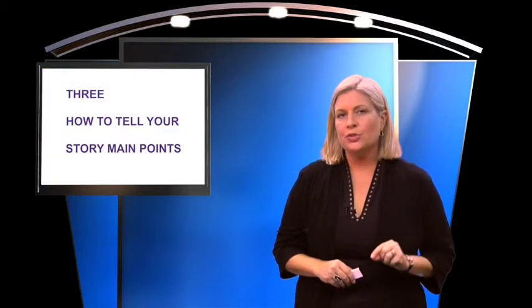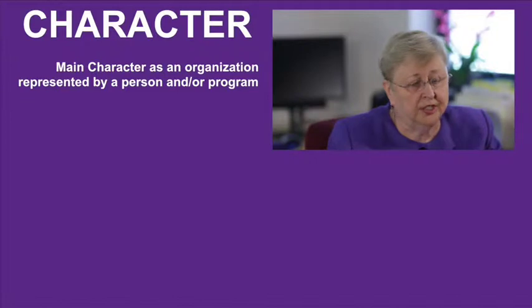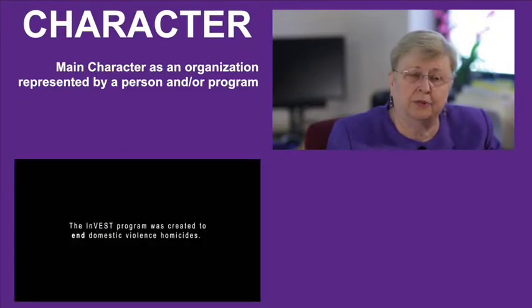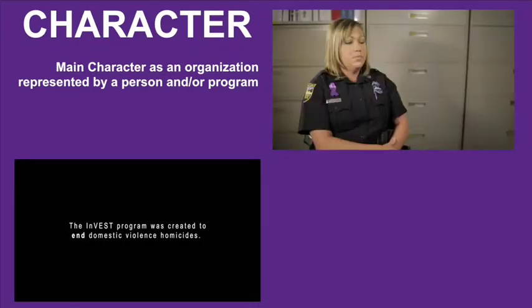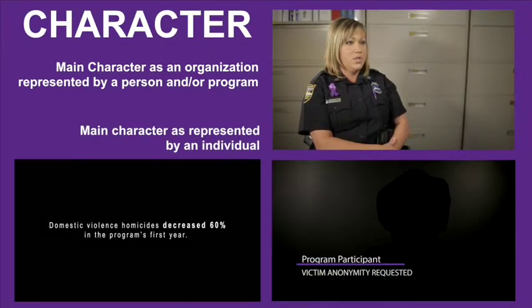Your template to creating a compelling video has 4 storytelling components and 3 how to tell your story main points. Keep these in mind when writing your story. Character. Your main character can be an individual, your program or organization, or both. In our example, we can say the Invest program and one of its anonymous clients could both serve as the main characters.